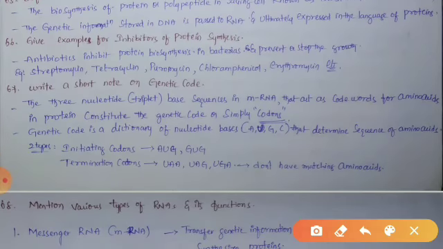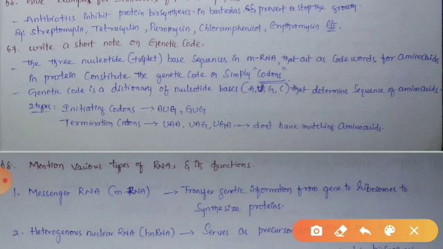Give examples for inhibitors of protein synthesis. Antibiotics inhibit protein biosynthesis in bacteria and prevent their growth. Examples are streptomycin, tetracycline, polymyxin, chloramphenicol, erythromycin, etc.